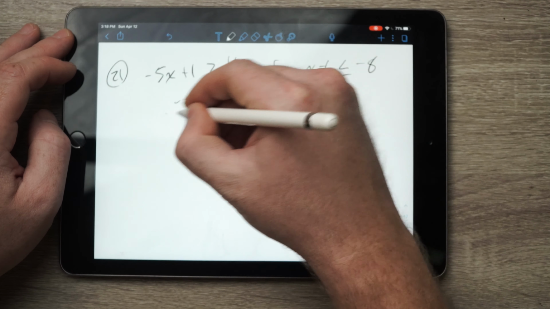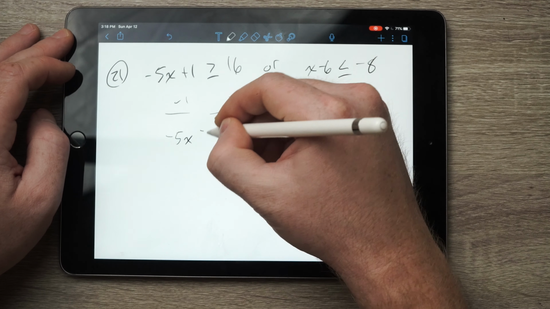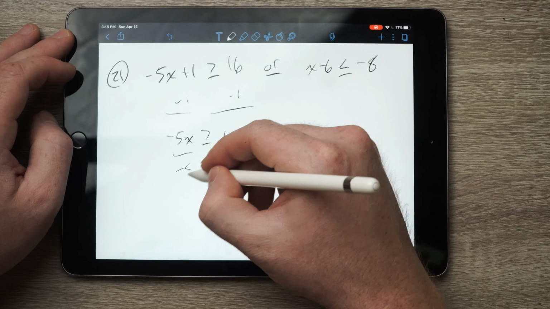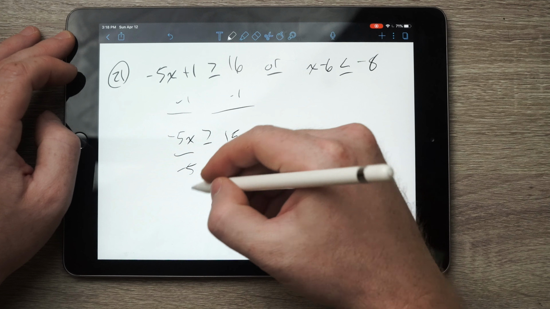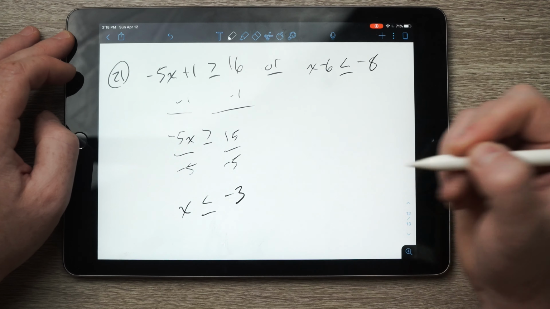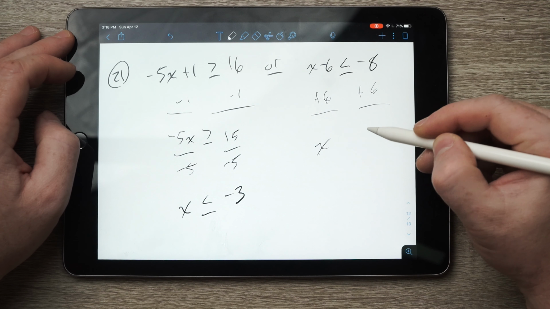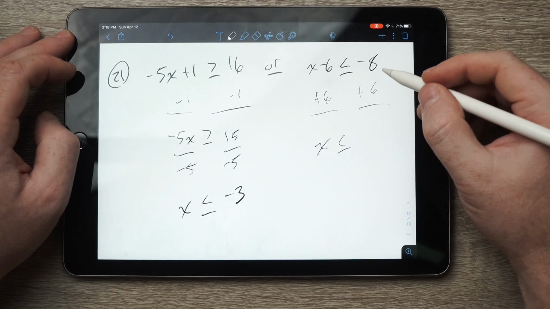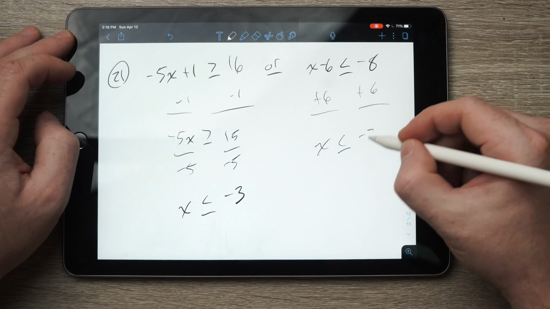So we've got -1 here. That's -5x. Now it'd be 15. And then we would just divide by -5. And now remember, whenever we divide or multiply by a negative with an inequality, we have to flip the sign. So we're going to say now that x is less than or equal to -3. And then we're going to move over here to this. Should be pretty straightforward review. We are still going to keep the same sign, and -8 plus 6 is -2.